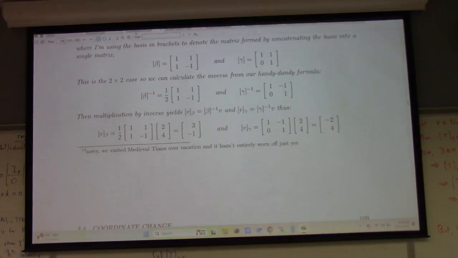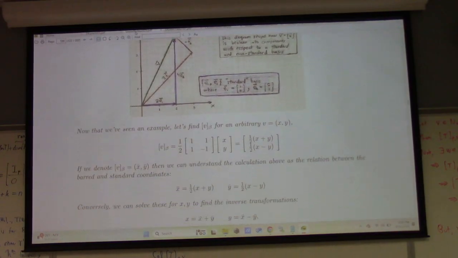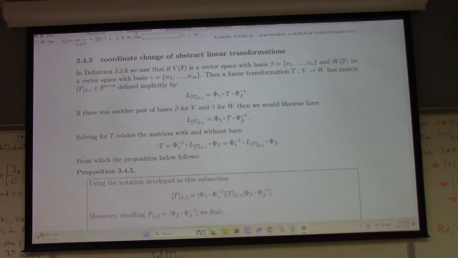So coordinate change is not bad if we have the abstract way of thinking about the matrix of the transformation. In particular, what I'm doing here is comparing the matrix with respect to barred bases with the matrix with respect to unbarred. I simply switch from one to the other by judiciously inserting copies of the inverse map. So this is the definition for that, and this is the definition for that.